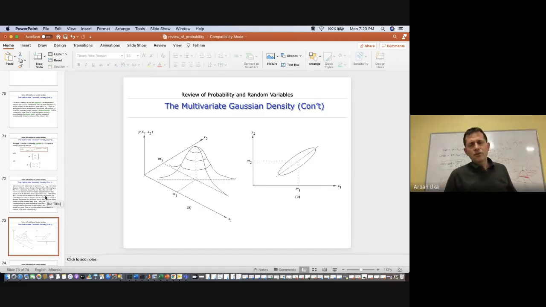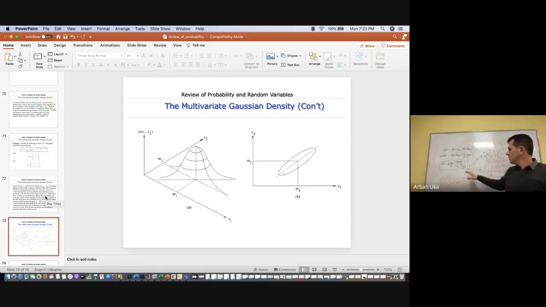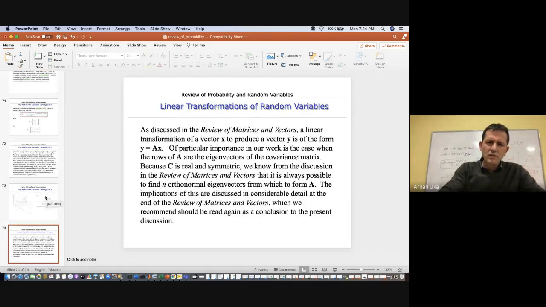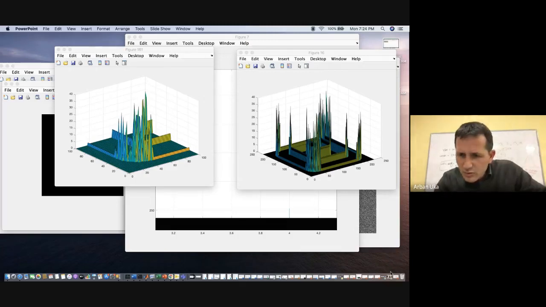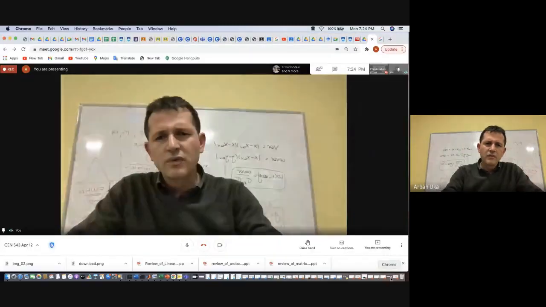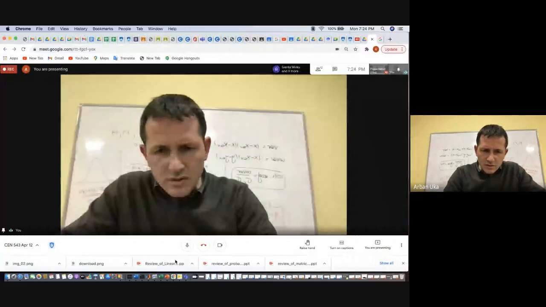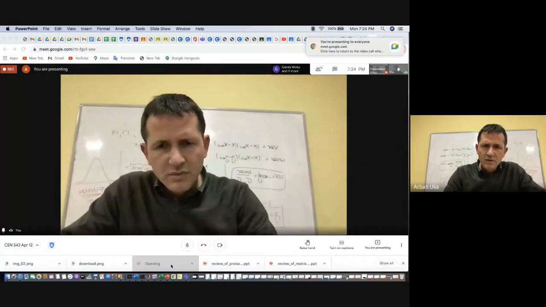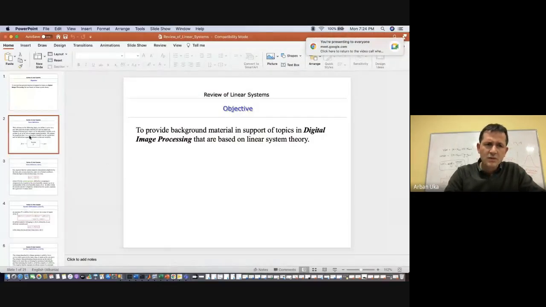What we drew here on the board were just Gaussian distributions, or normal distributions, along only one dimension. We also have linear transformation of random variables. This is the last slide, the review of probability. So please go over this review of probability, especially for the aspects of the moments.